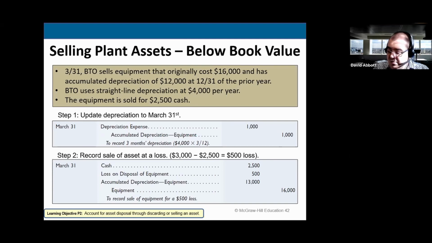If BTO receives $2,500, an amount that is $500 below the equipment's $3,000 book value as shown on December 31st, a loss is recorded. And so that entry would be a debit to cash in the amount of $2,500, a debit to loss on disposal of equipment of $500, a debit to accumulated depreciation equipment $13,000, and then a credit to equipment of $16,000.